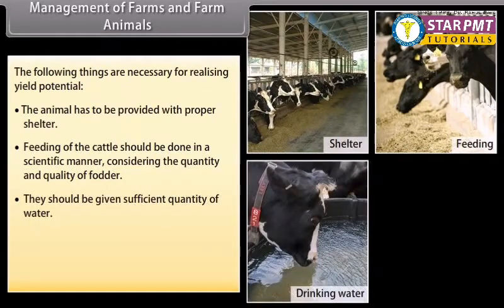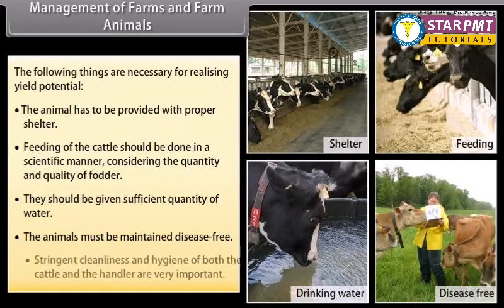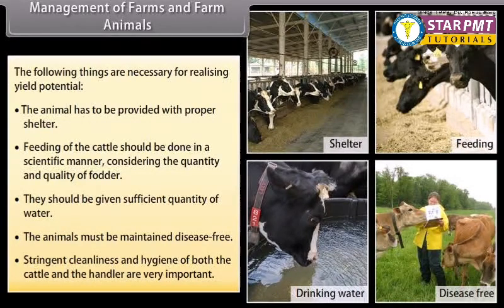They should be given sufficient quantity of water. The animals must be maintained disease-free. Stringent cleanliness and hygiene of both the cattle and the handler are very important.